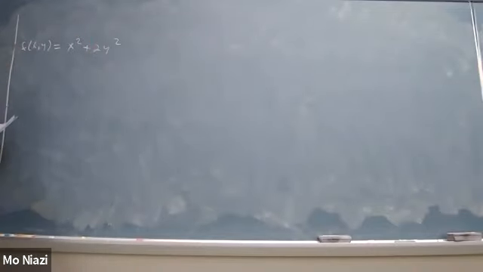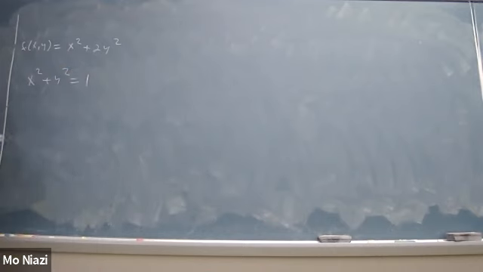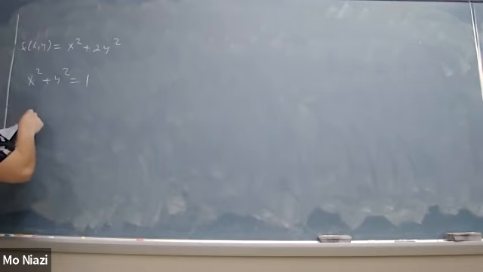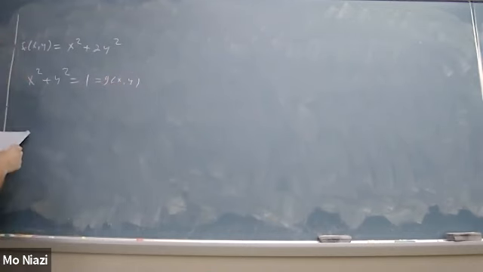Let's say our function f of x, y is equal to x squared plus 2y squared, and our constraint is the circle of radius 1. Let's use Lagrange multipliers to optimize with this constraint. Notice that this is our g of x, y, and this is our f of x, y.